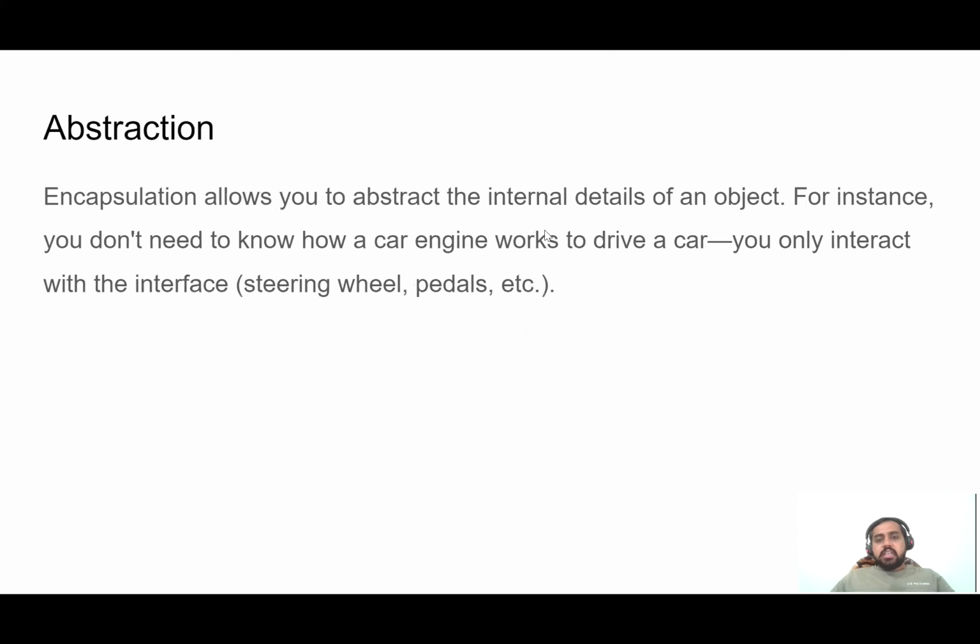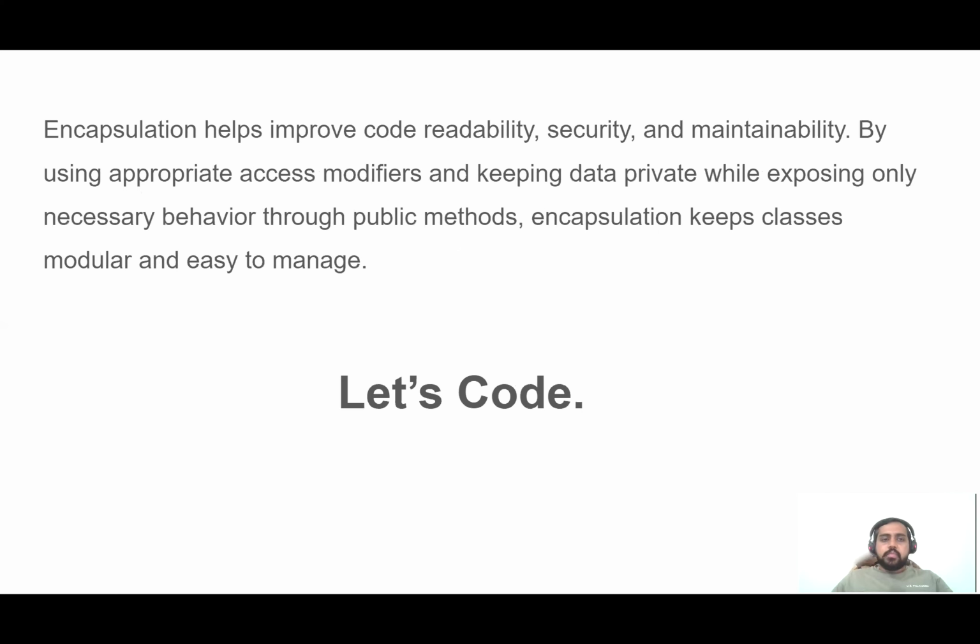And abstraction means we don't have to give unnecessary internal details of an object. For instance, you don't need to know how a car engine works to drive a car, right? You only interact with the interfaces, like the steering wheel and pedals. If you use those, you can write the logic. So you don't have to unnecessarily expose the internal logic, because unnecessarily exposing it will always be risky.